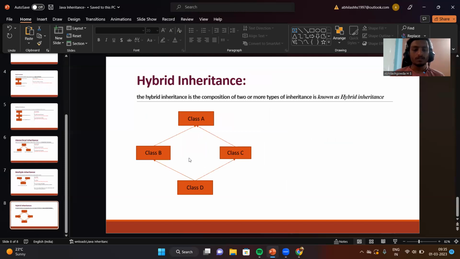Coming to hybrid inheritance, it is a combination of both multi-level and hierarchical inheritance. It will have one class with two children, or two children having one parent. It's known as hybrid inheritance. Let me take an example here. Class A, with class B and class C acting as children of class A, and the same class B and class C are parents of class D. This is known as hybrid inheritance.